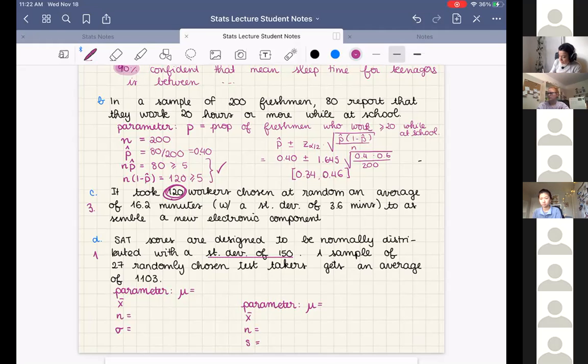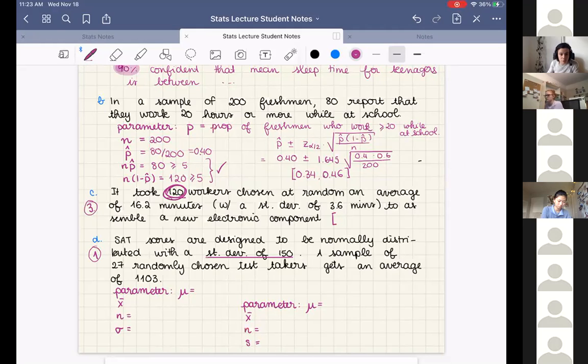Okay, Rita, you have a question. Yeah, in the previous example, why is it 200 and not divided by 80? Because 80 is the number that have the property and 200 is the total size of your sample. Okay. So then you have that here you have to use the third one. Here you have to use the first one. The reason here is that there's 120 workers, which is larger than 30. And the reason here is that you have the standard deviation for the whole population.